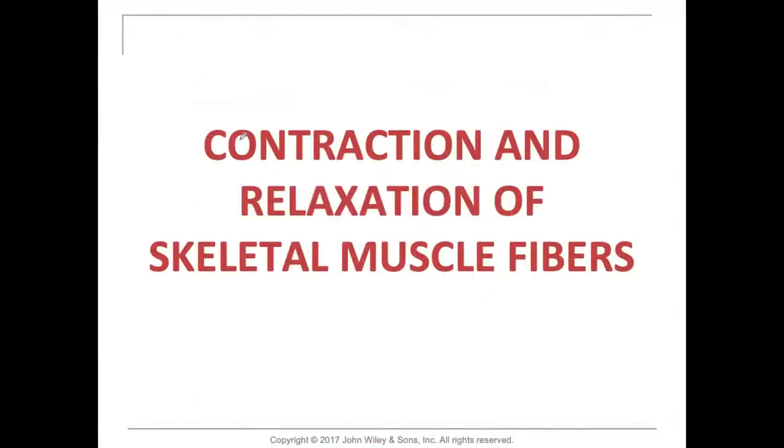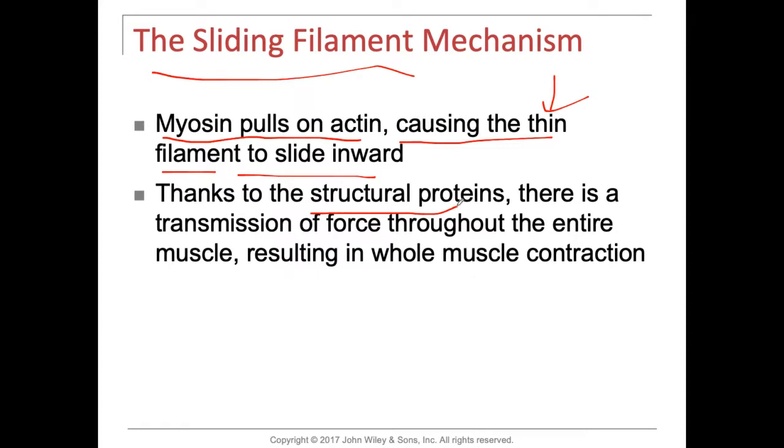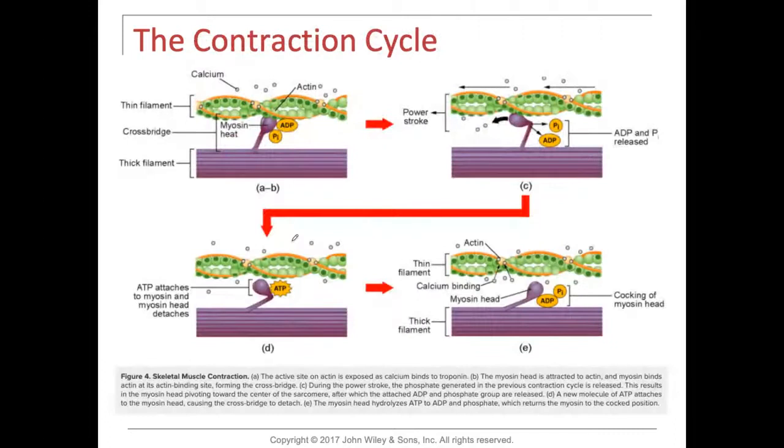We are continuing with muscle physiology. Let's look at the contraction and relaxation of the skeletal muscle fiber. Remember the sliding filament theory of how actin and myosin, those two contractile proteins, interact? Myosin pulls on actin, and it causes that thin filament, actin is thin, to slide inward. Thanks to the structural proteins, there's a transmission of force through the entire muscle, resulting in a whole muscle contraction.